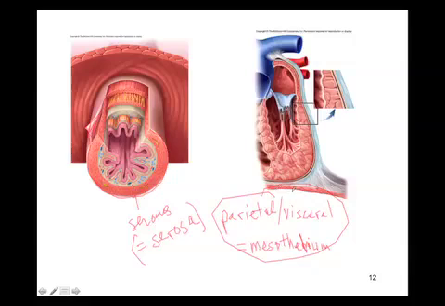So if I use that term, you immediately need to think parietal visceral membranes. Parietal visceral peritoneum, parietal visceral pericardium, parietal visceral pleura. And if you're not sure what those are, you need to go back to Atlas A.